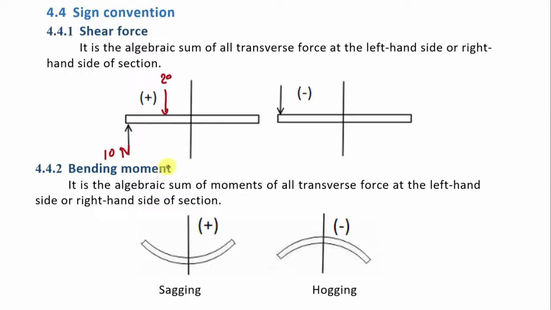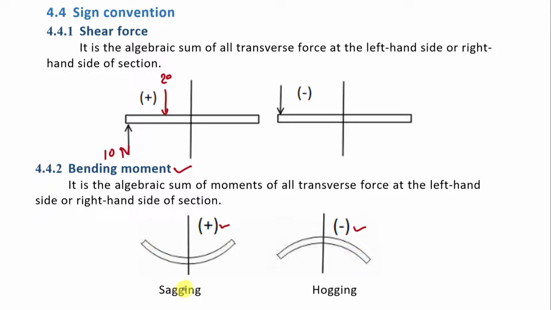Now let us discuss the sign convention in bending moment. So what is bending moment? It is the algebraic sum of moments of all transverse forces at the left hand side or right hand side of a section. Here we have this beam and this is the section of this beam. Now due to any bending moment, if the beam is going to be bent like this, then we will take that bending moment positive. And if the beam is going to be bent like this due to any bending moment, then we will take that bending moment negative.